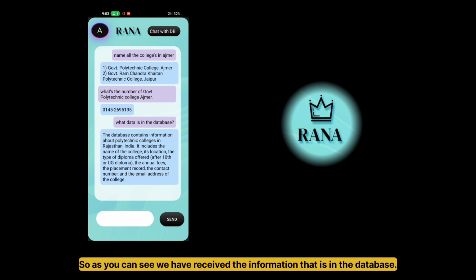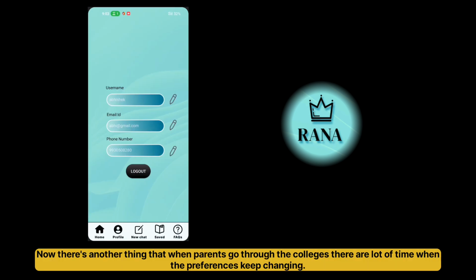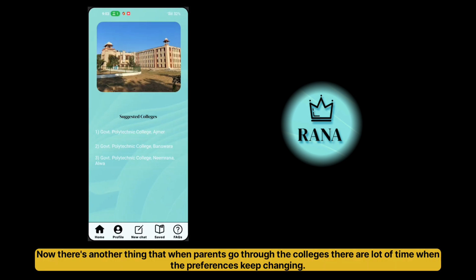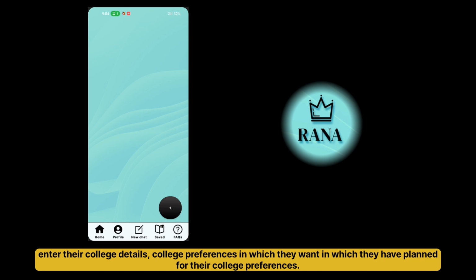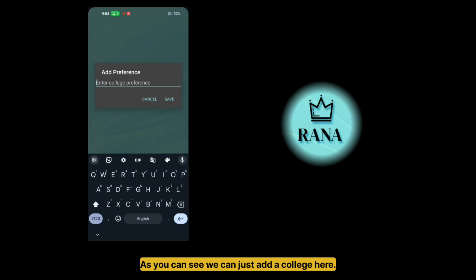As you can see, we have received the information that is in the database. Now there's another thing: when parents or wards go through the colleges, a lot of times the preferences keep changing. So we have provided a streamlined solution for parents and wards to enter their college preferences, the ones they have planned for. As you can see, we can just add a college here.